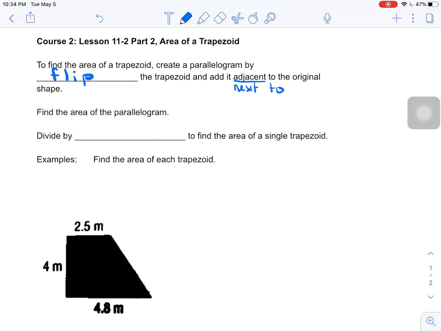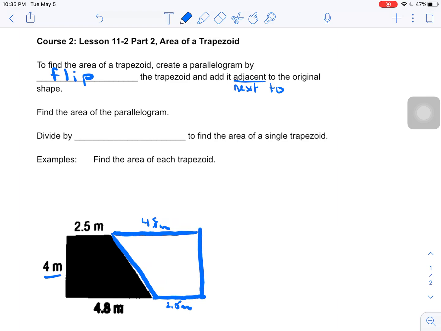Looking at this first trapezoid example, if we were to flip the trapezoid upside down and slide it next to the other shape, it would end up going right here. You can see that's an exact duplicate copy of the trapezoid. What we did is we just flipped it upside down. Since it's upside down, this is the 4.8 meters, and this is the 2.5 meters. The height is still the same, 4 meters, so that doesn't change.